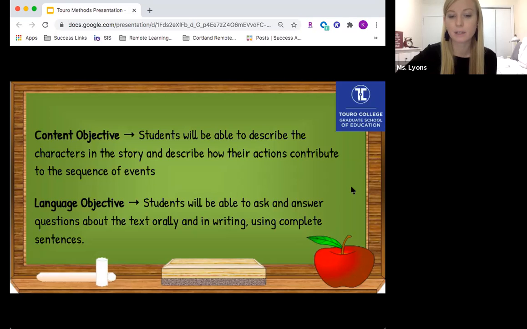Throughout this lesson, we are going to give lots of opportunities for students to listen, speak, read, and write, which will help English language learners develop those 4 skills.